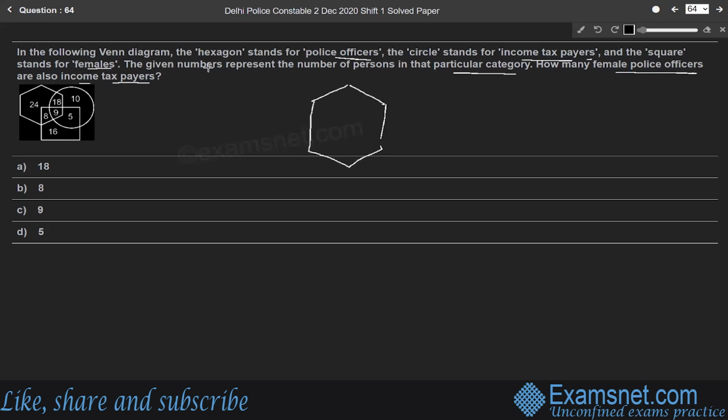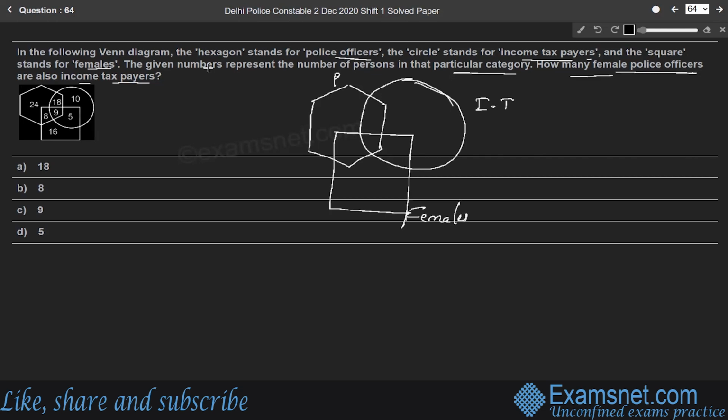Hexagon, which represents police officers, right? And a circle stands for income tax payers, right? And a square stands for females, right? So in the question, how many female police officers are also income tax payers?